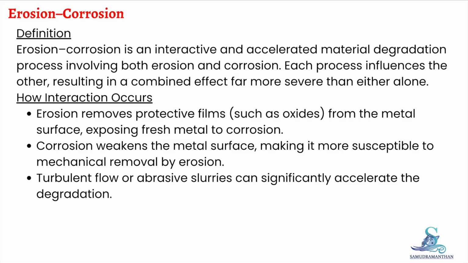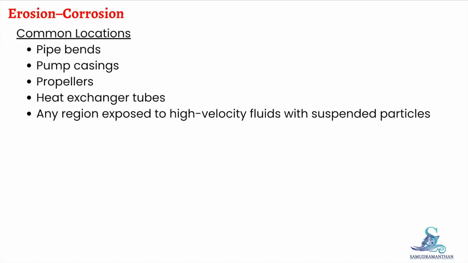When high-velocity fluids, turbulence, or abrasive slurries are present, the rate of damage increases dramatically. Erosion corrosion is commonly found in pipe bends, pump casings, marine propellers, heat exchanger tubes. In general, any region exposed to high-velocity fluids with suspended particles is vulnerable.